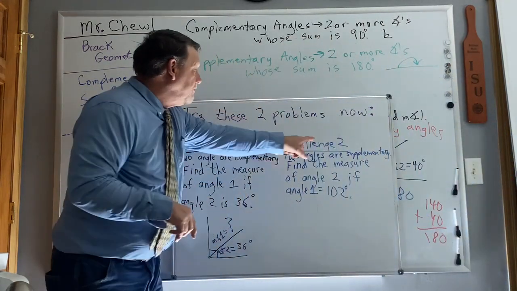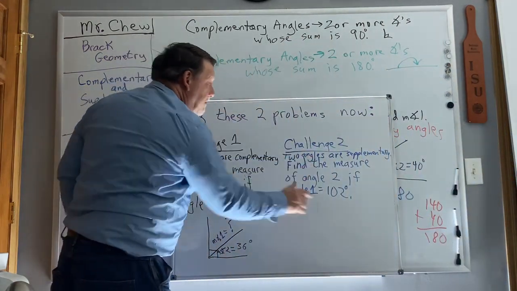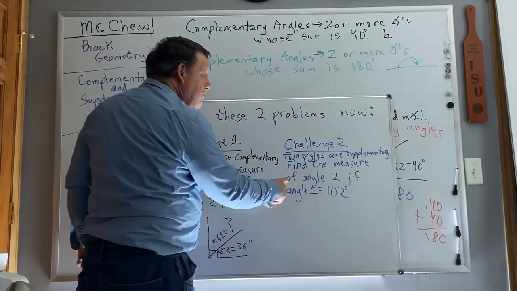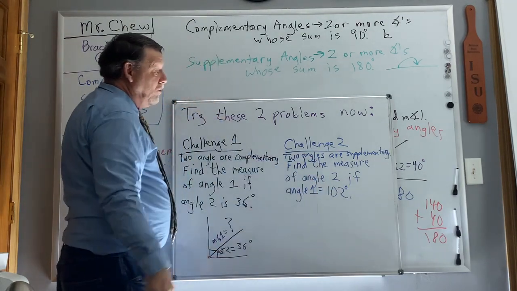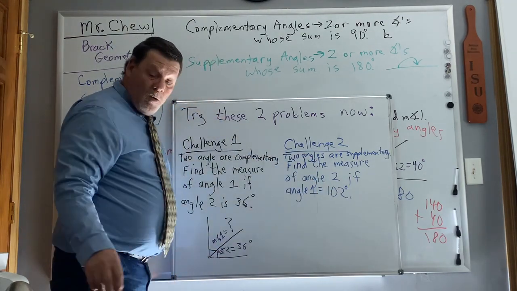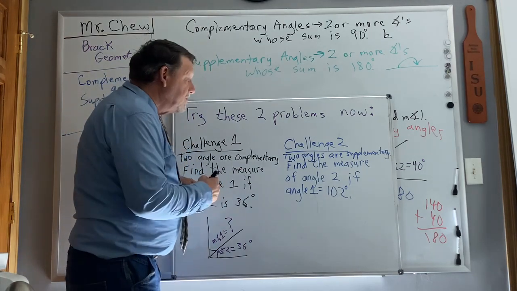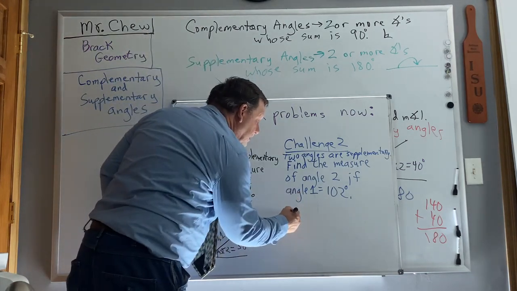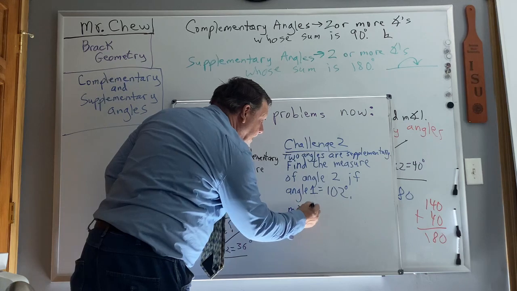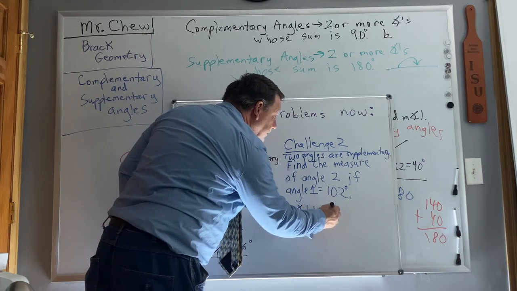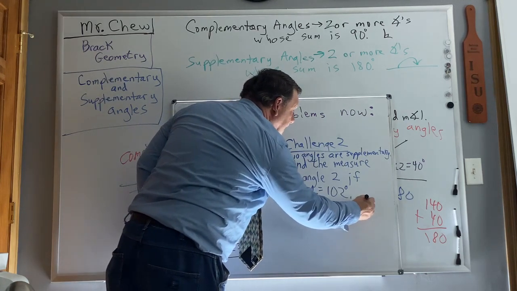Challenge 2. 2 angles are supplementary. That means I make a straight line, but I don't have a picture. Find the measure of angle 2 if angle 1 is 102 degrees. So you're going to set this one up. So you're going to say the measure of angle 1 plus the measure of angle 2 equals 180, and then solve it.